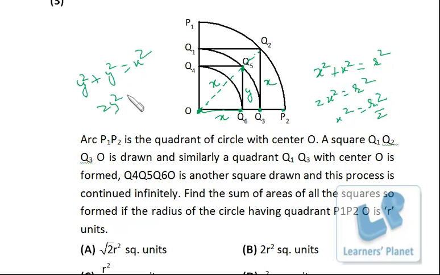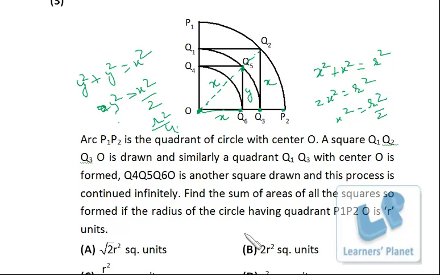So 2y square is equal to x square by 2, right? I'm sorry, 2y square is equal to x square by 2, right? Or I can say r square by 4, right? So you see, the area of this outer square is r square by 2, the area of this inner square is r square by 4, and the same thing will happen further, right? So you don't have to calculate it anymore. Now the sum of areas you have to find out.